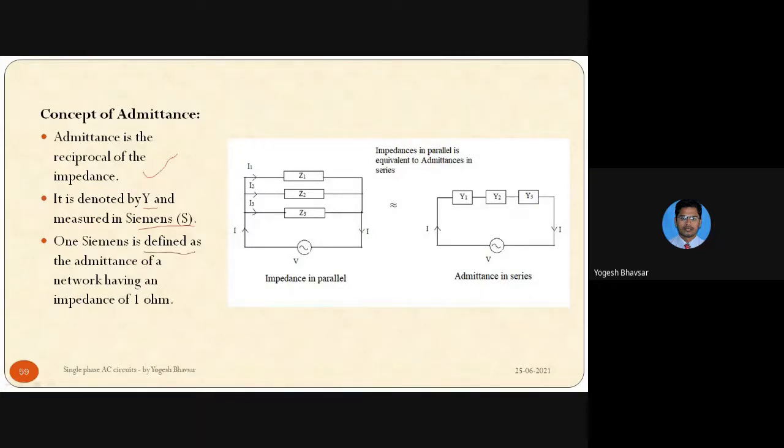So 1 Siemens is defined as the admittance of a network having an impedance of 1 ohm, right? When impedances are connected in parallel, then their equivalent circuit is what? The admittances are connected in series. So we can have impedances Z1, Z2 and Z3, with currents I1, I2, I3 through these impedances. Then the similar circuit we can represent in terms of admittance, but only the thing is that the admittances are connected in series. How is this true?